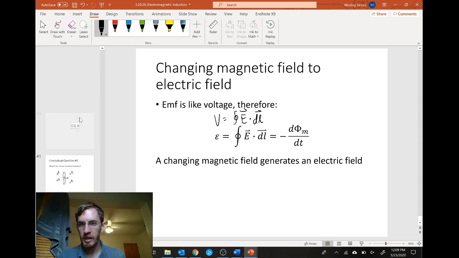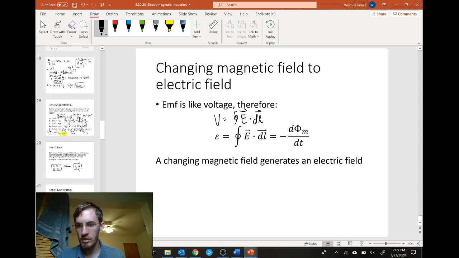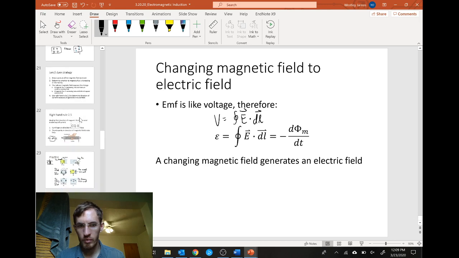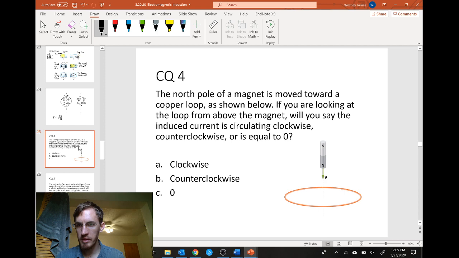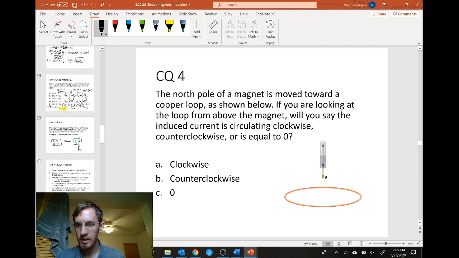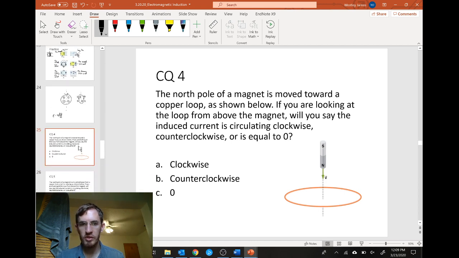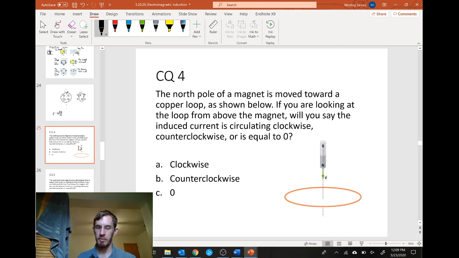Okay, so we're going to go ahead and get those clicker questions done for 3/20, so last Friday. And I believe the first one here, yes. The first one we're going to start with is some examples of using Lenz's law.